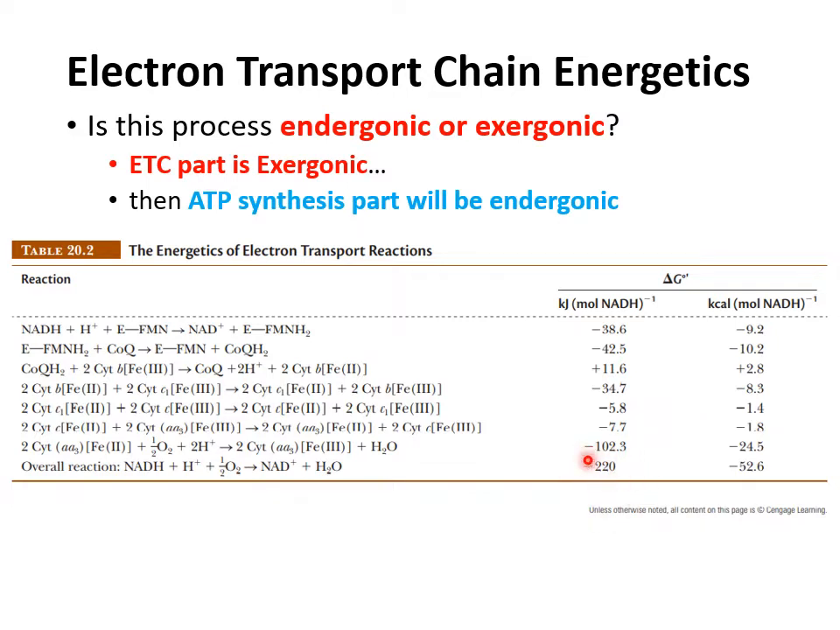It releases energy, right? Whereas the synthesis of ATP in the next steps that we're going to talk about will be an endergonic process, because remember, you always got to put in energy or you got to put in ATP to make ATP. Okay, but this table here is just showing the electron transport chain, so this is all heavily exergonic in terms of the overall energetics.